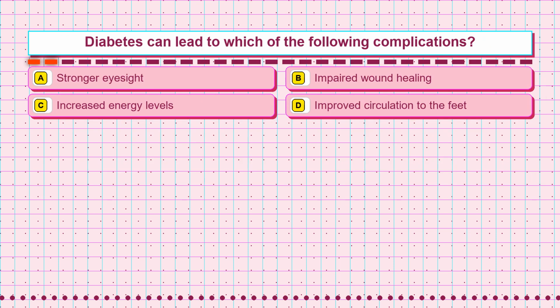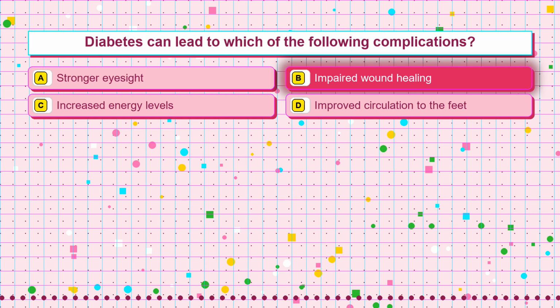Question 28. Diabetes can lead to which of the following complications? Option A, stronger eyesight. Option B, impaired wound healing. Option C, increased energy levels. Option D, improved circulation to the feet.